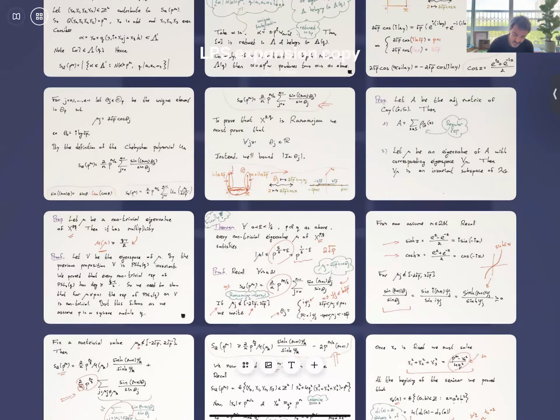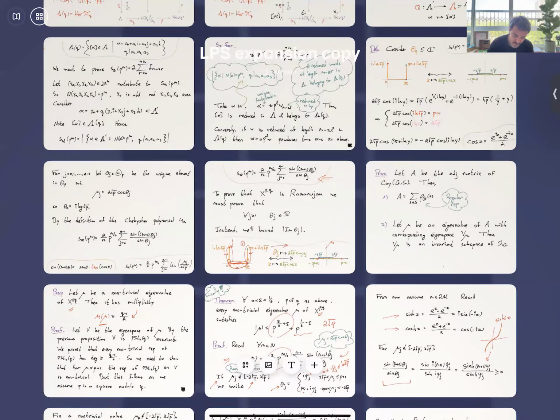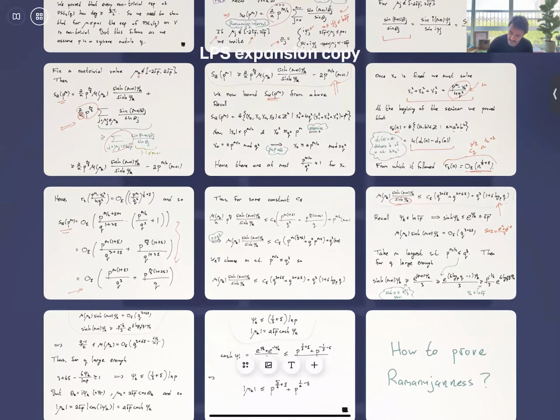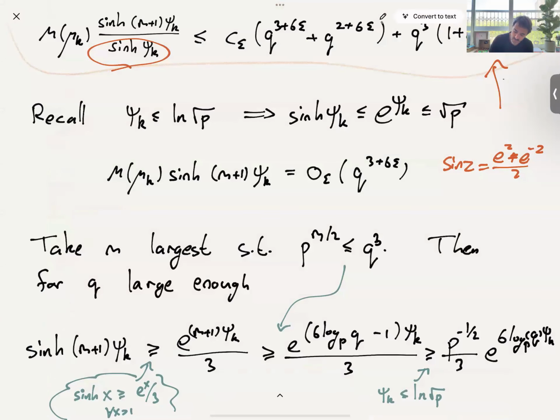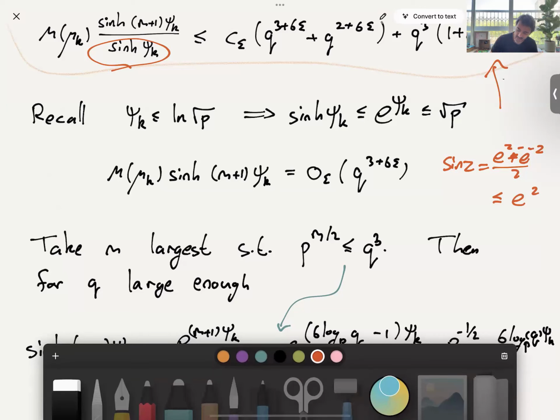I forgot. It doesn't matter for what I'm going to say, but it's with a minus. So even better. And this is bounded by e to the z, right? So even less than that. By e to the z.